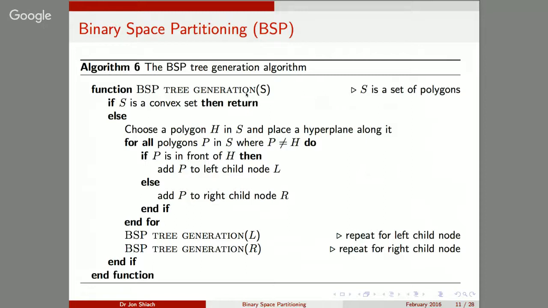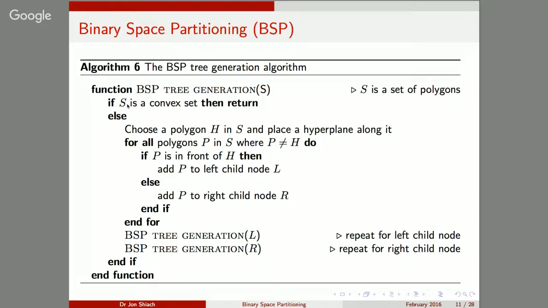If S is convex, then we don't need to go any further. That's it. We can just plot them. But obviously, if you're going to have a complicated virtual world, it's very, very rarely going to be convex.